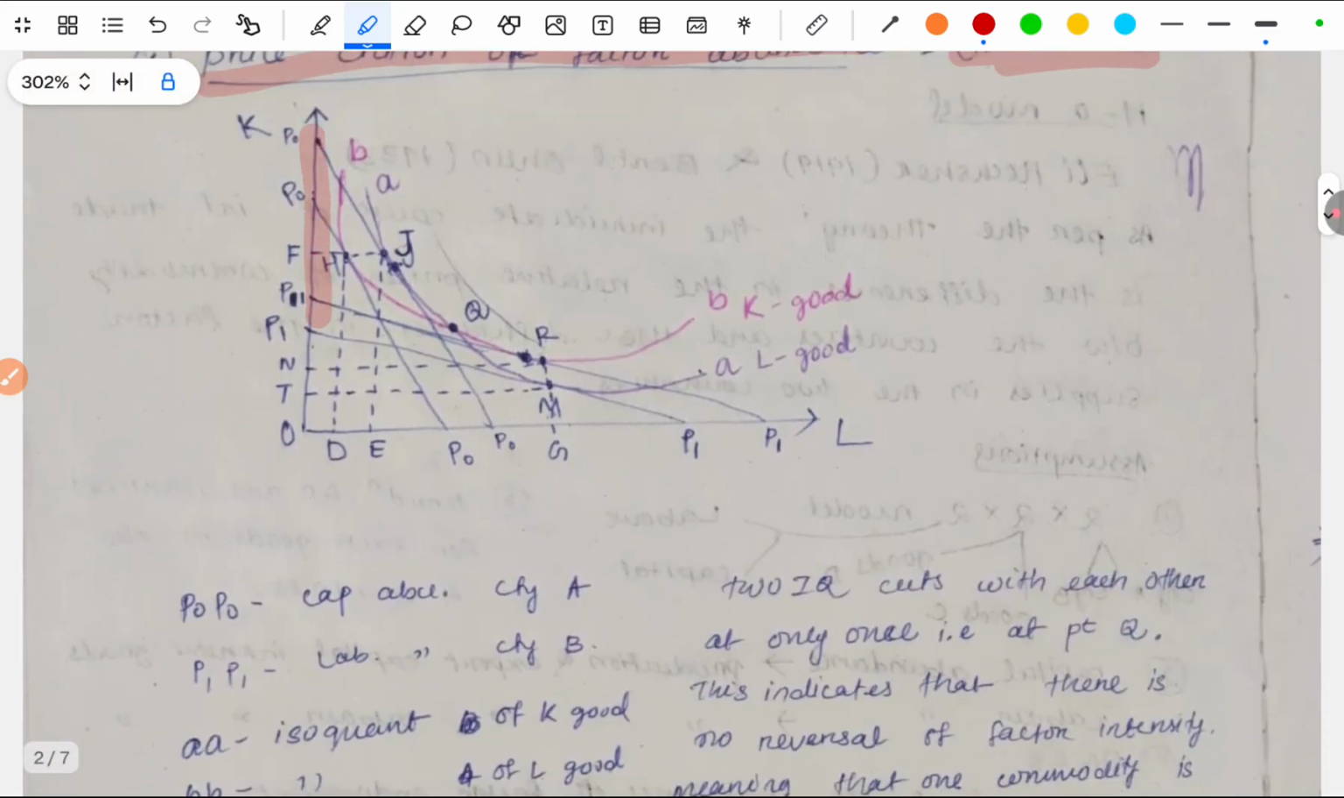This is the y-axis. This is the x-axis. We take labor on the x-axis and capital on the y-axis. This is the iso-cost line, which is the same as the budget line. This is the iso-cost line of capital. This is also the iso-cost line of capital. This is the iso-cost line of labor, and this is the iso-cost line for labor.